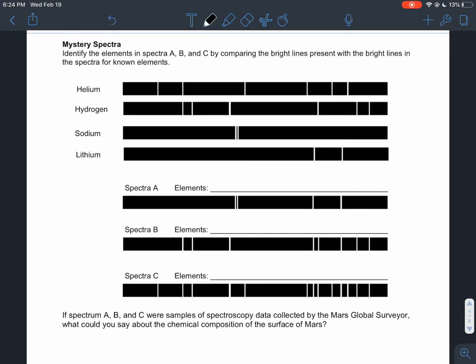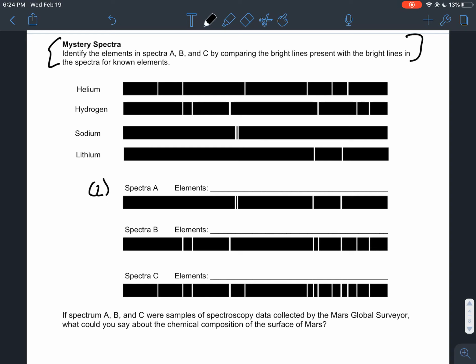So here is a spectrum. It's this big, long image, and it's got these lines that tell you what kind of elements are in the stars, all right? So we're going to do a little mystery spectra activity. Identify the elements in spectra A, B, and C by comparing the bright lines present with the bright lines in the spectra for known elements. So all you do is compare each spectrum for each element and determine if that is inside the mystery spectrum. If it is, the element's present. If the lines don't match up, it's not present, all right?